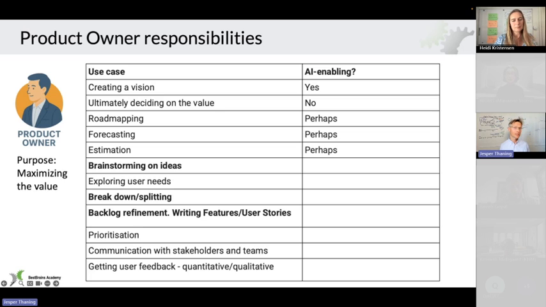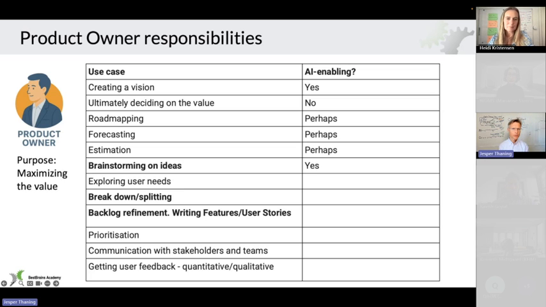And estimation is also a good discussion. Could we get AI to estimate what a team is going to deliver? Some teams would say, of course not. But I would say, well, we could perhaps explore it a little bit. It might have some perspective on estimation and be part of that. So I wouldn't rule it out. And what about brainstorming on ideas? Well, that's a clear yes.